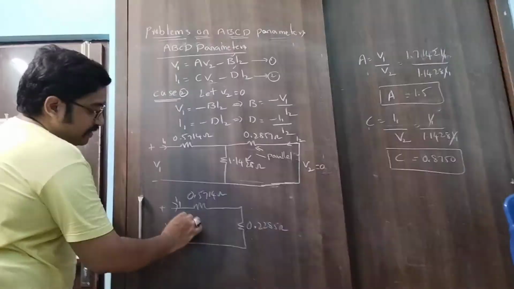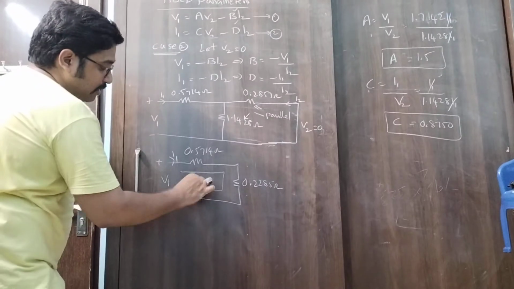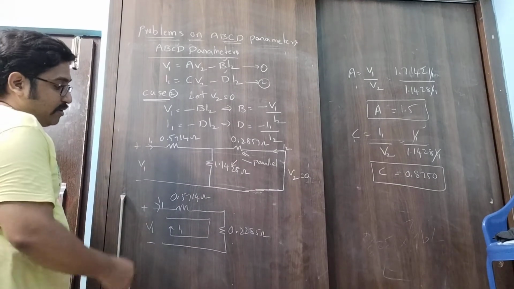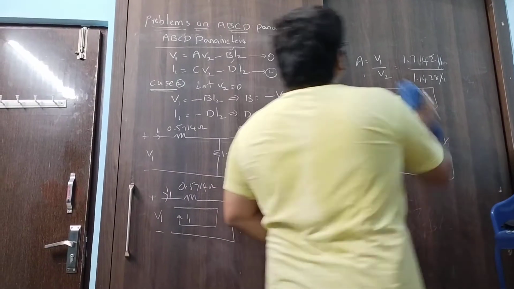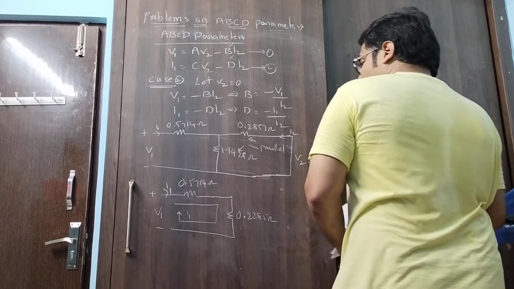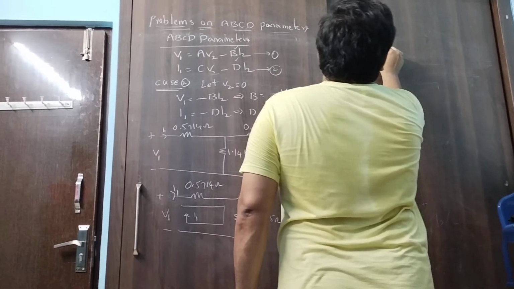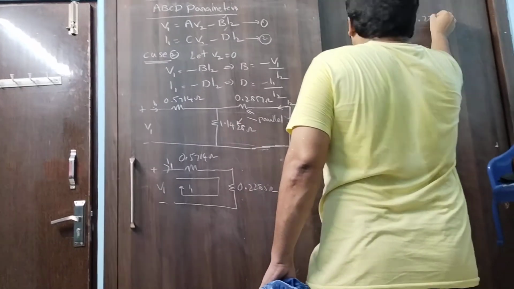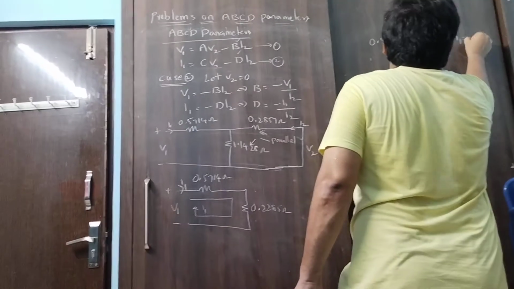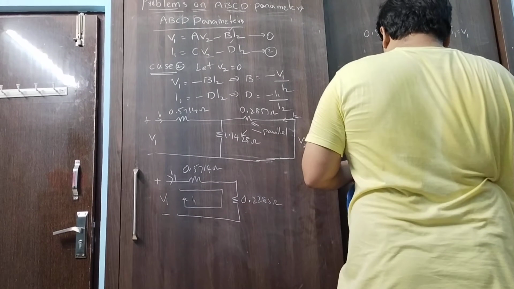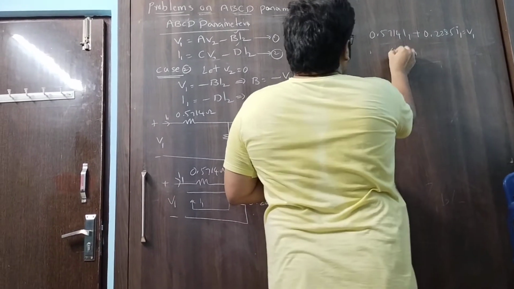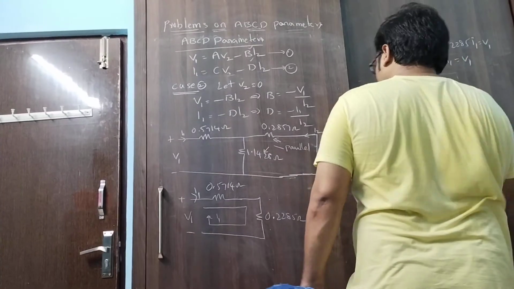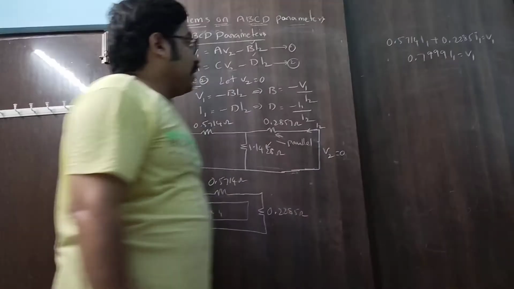Now we need to apply the KVL. We are having only one path of current flowing here. If you apply the KVL to this circuit, then ultimately you are going to get 0.5714 I1 plus 0.2285 I1 is equal to V1. If you do the simplification, you are going to get 0.7999 I1 is equal to V1.